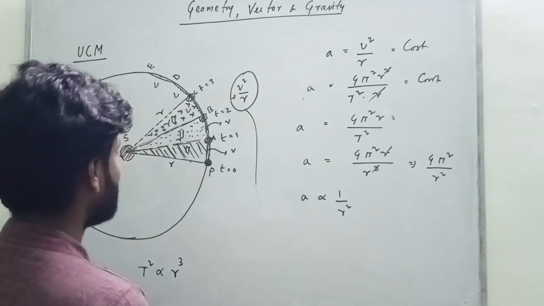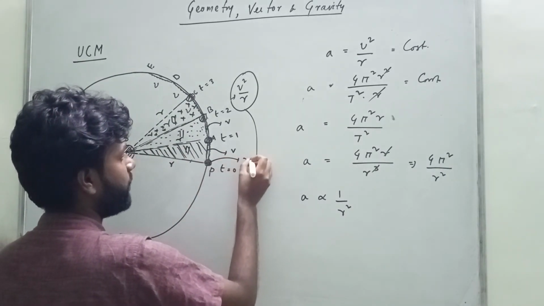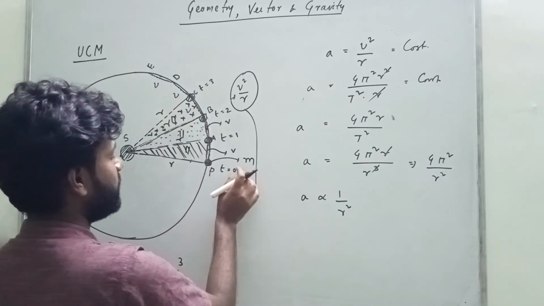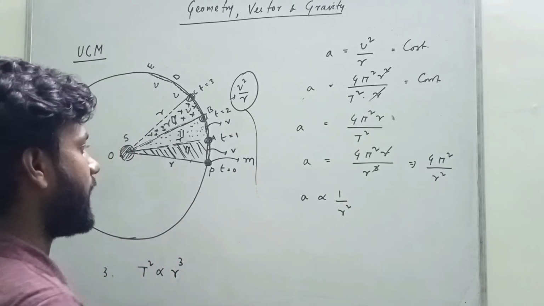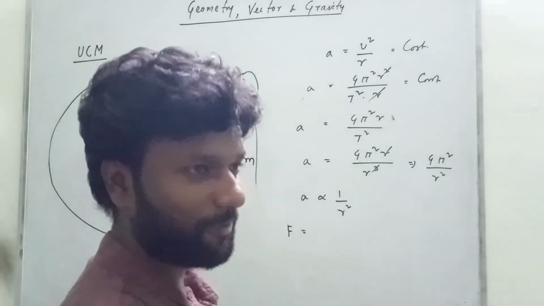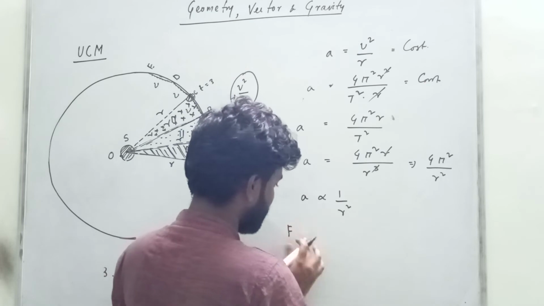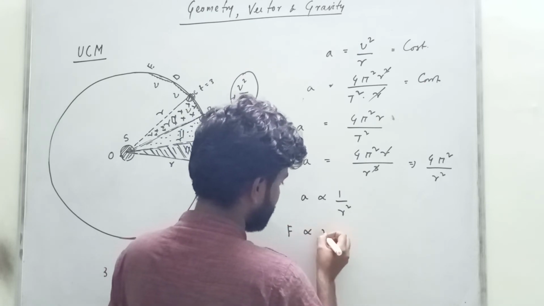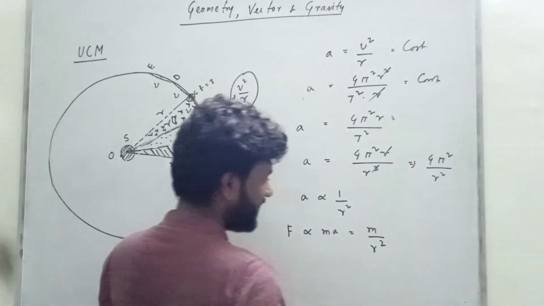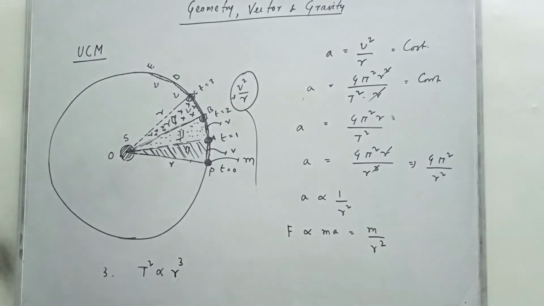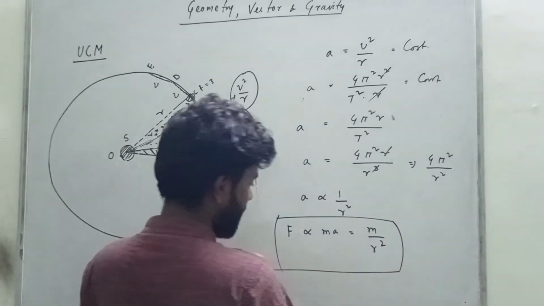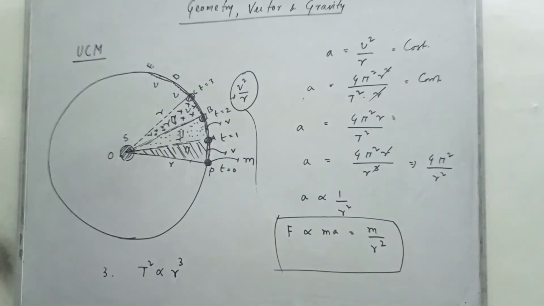And if the mass of the planet is small m, and this is the acceleration of the planet, then the force on the planet is mass into acceleration. All of you know, mass into acceleration. The force on the planet goes to m by r square, right? Newton deduced his law of gravity here.